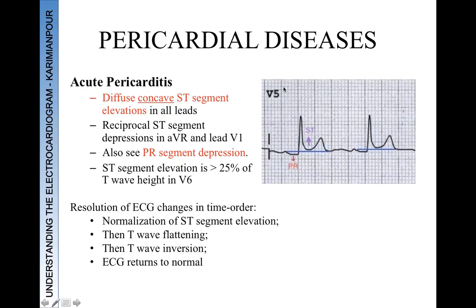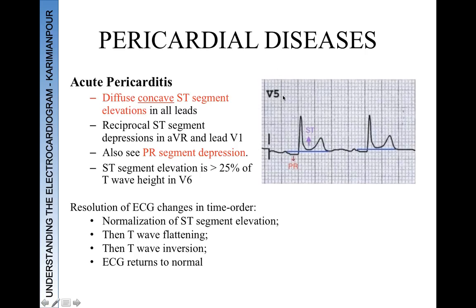In AVR, you should see reciprocal ST segment depressions, and you may also see that in V1 as well, because V1 and AVR are sitting on the right side, so they see the exact opposite of every other lead. So you'll have ST depressions in those two leads, but every other lead has ST elevations that are concave looking, like the smiley face. And the ST segment elevation should be greater than 25% of the height of the T wave in V6.